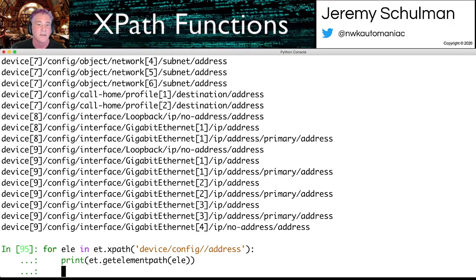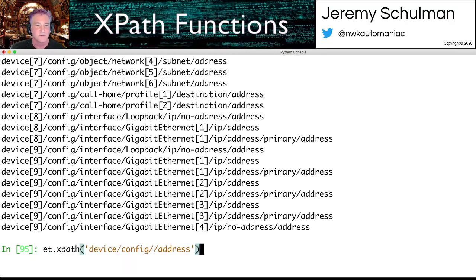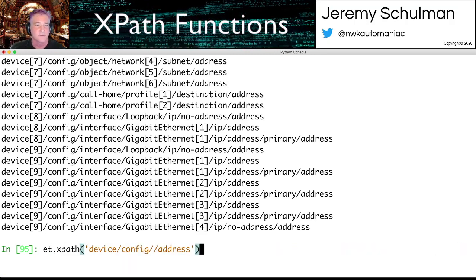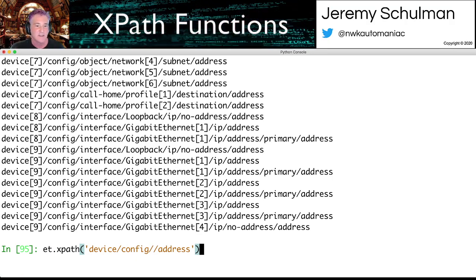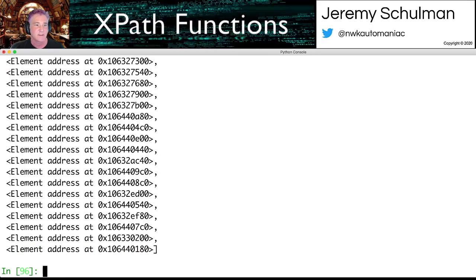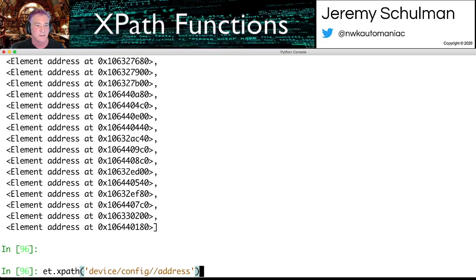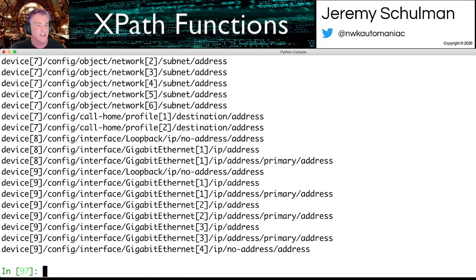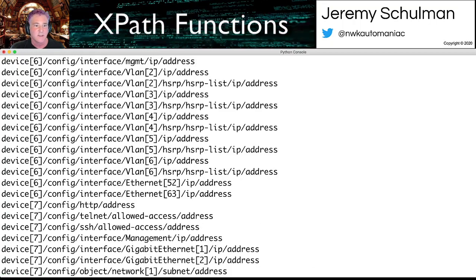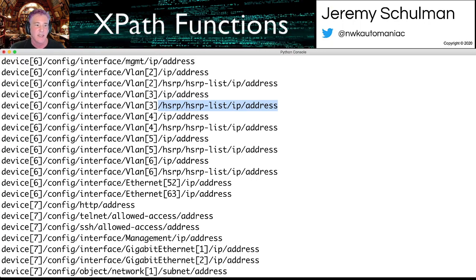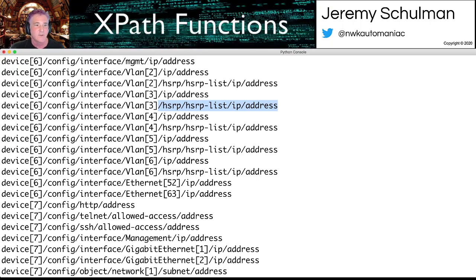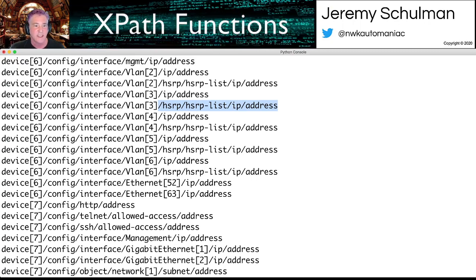Doing it again. All right. So here we can see we're finding everything under my config that is an address. And if we wanted to look at all the elements, you can see where it found the address element is anywhere under the config, because I started with the config and said do a depth search.